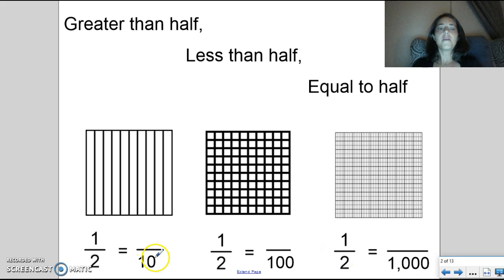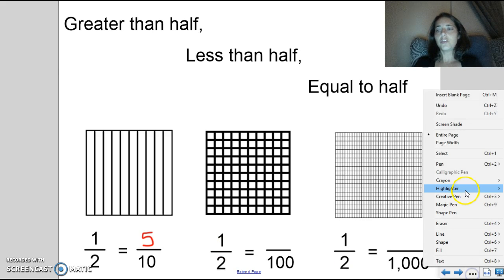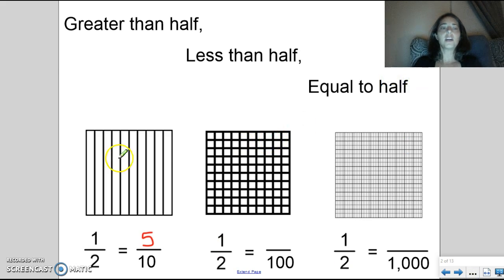And we know that if I want to give you half of 10, I'm going to give you 5 out of those 10. And if I grab the highlighter here, you can see that 1/10 is definitely not half. 2/10, 3/10, 4/10, here is 5/10. And hopefully you can see that 5 out of 10, or 5/10, would be equal to exactly half of that object.